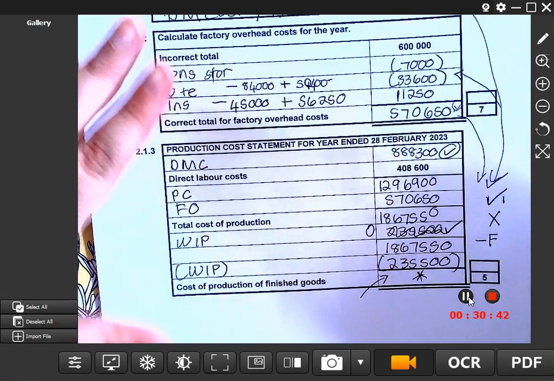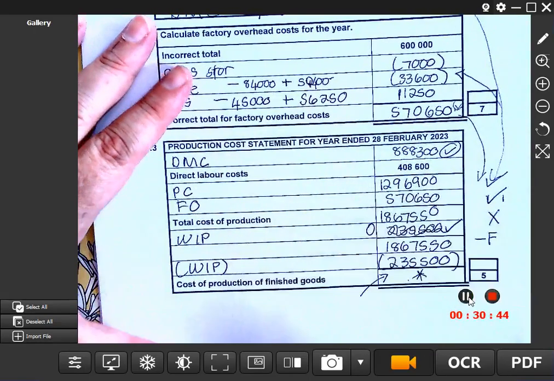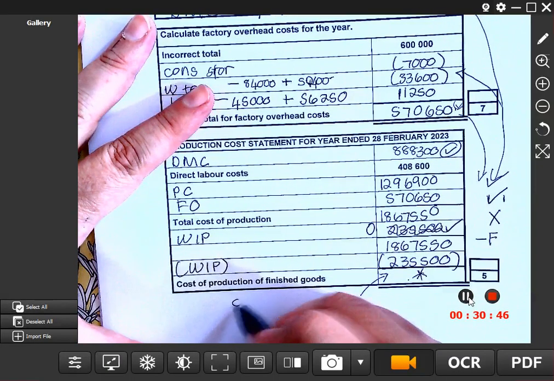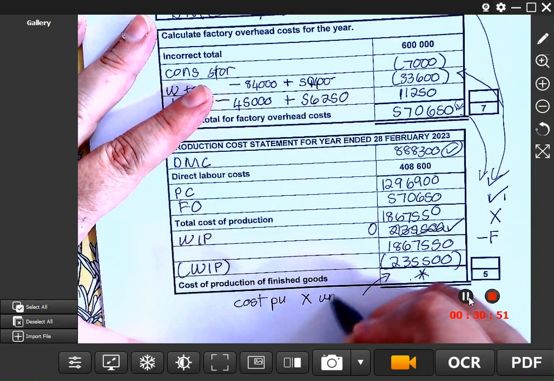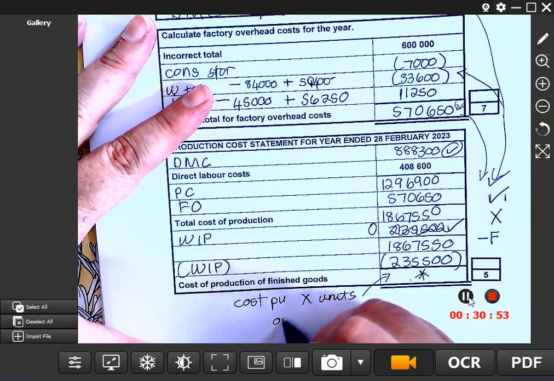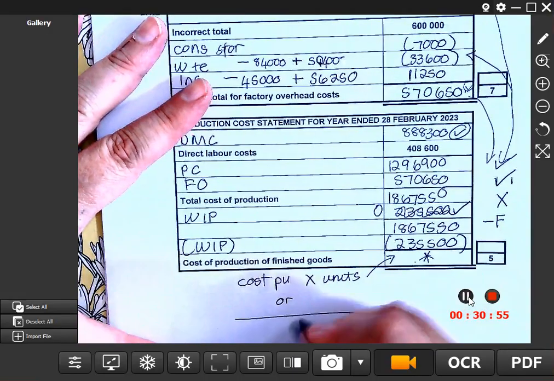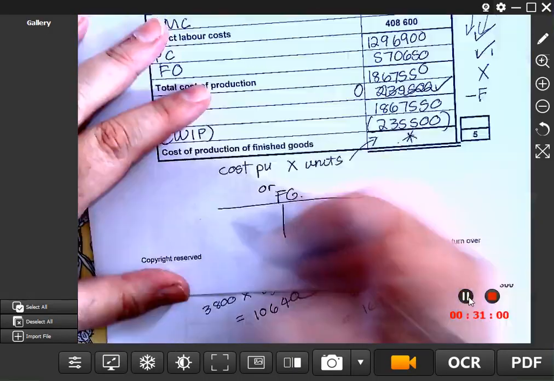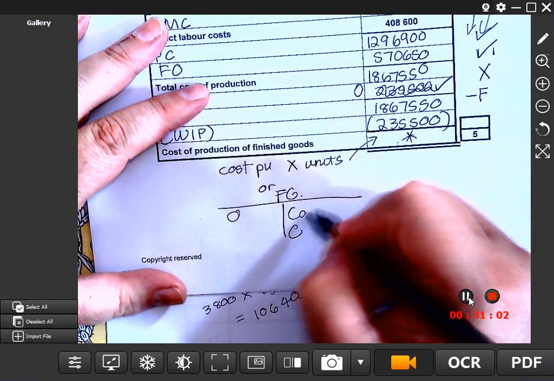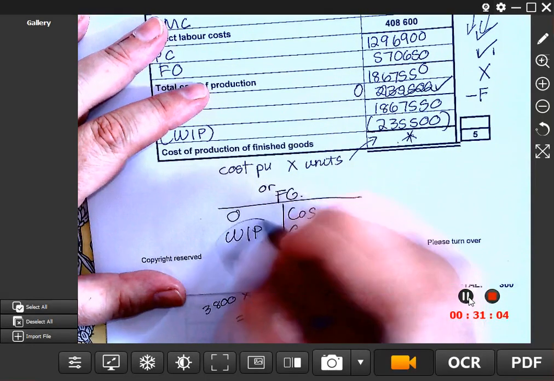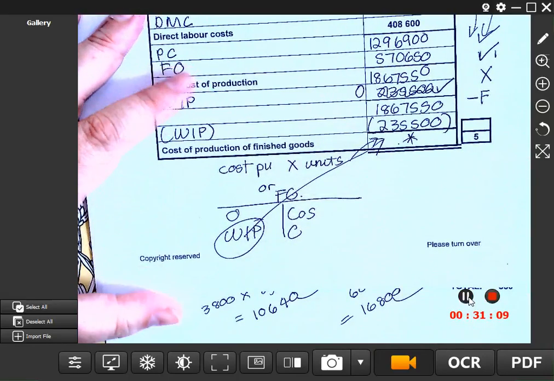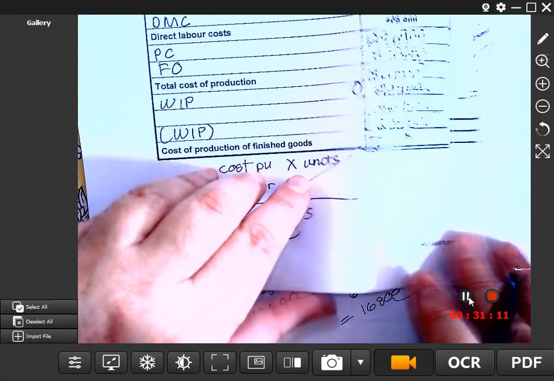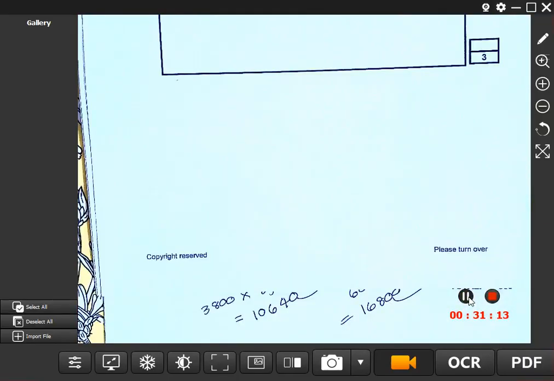Okay. But be careful, you guys. Be careful with this one. They can either give you the cost per unit, ne, and the units, or they can give you information to draw finished goods, ne, where you have the opening, the closing, the cost of sales, and the work in process, which I taught you is this one. Okay, they can also do it that way. Okay, let's go on.